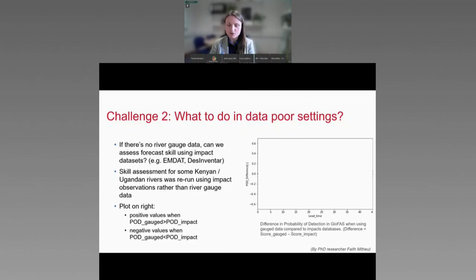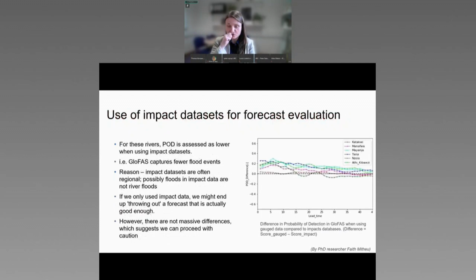And we've evaluated the model, first of all, using the river gauge data. So this is in locations where we had it. And then we've rerun that evaluation using the impact observations. So ideally, we don't want to see a difference in that probability of detection between those two data sets. But we can look at what the difference actually is. So for these rivers, we actually see that the two are quite close together. So there's only about 0.3 difference maximum in those locations.